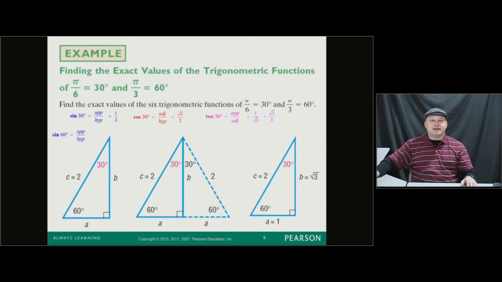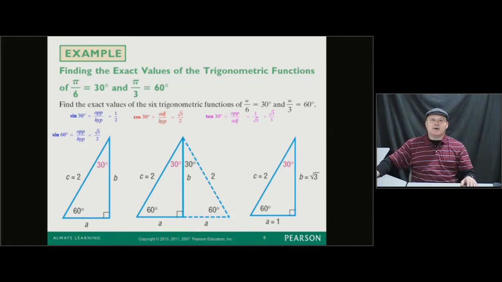Now the 60 degree one. Sine of 60 degrees, remember, is opposite over hypotenuse. The opposite of the 60 degree angle is the square root of 3, and the hypotenuse is 2. So it's the square root of 3 over 2. But I want you to notice something real quick. Look at the sine of 60 degrees and the cosine of 30 degrees. It's the same value. In previous videos we talked about cofunctions, and cofunctions have the same value. So sine of 60 degrees is the cosine of 30 degrees, and that's the case in this example as well.